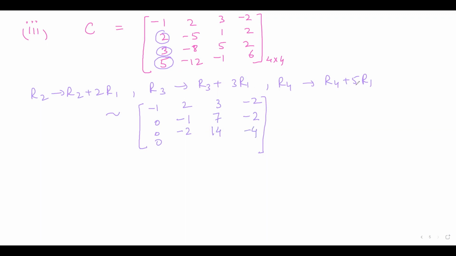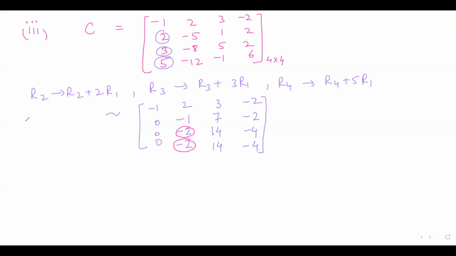Last row, row 4 plus 5 times of row 1. So minus 12 plus 5 times of 2, that is 10. Minus 1 plus 5 times of 3, so 15 minus 1 is 14. 6 plus 5 times of minus 2, that is minus 10 plus 6. So that's minus 4 again. Now in the second column, we need to make these 0.